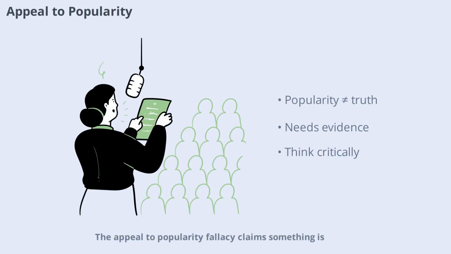The appeal to popularity fallacy claims something is true or good just because many people believe it. For example, millions of people can't be wrong. Popularity doesn't guarantee truth. It's important to evaluate ideas based on evidence and logic, not just how many people agree.